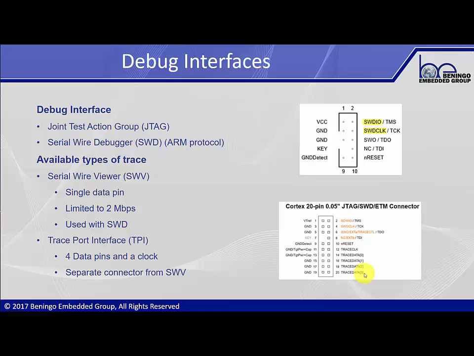So if you're doing a safety critical application where you need to go in and validate every single instruction that's being executed and actually see that, that is where you're going to want to use one of these ETM devices that has the full trace capabilities associated with it.